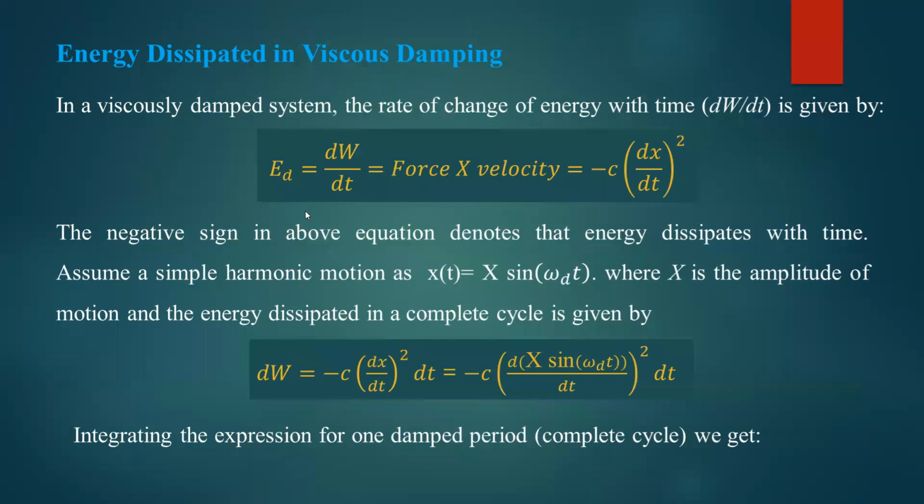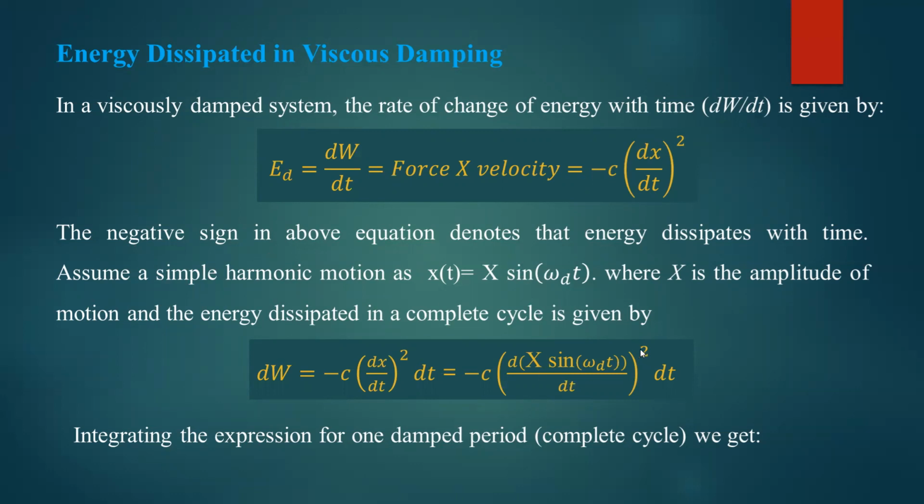For that, we need to know the amount of energy dissipated due to damping. As we know, energy is force times velocity, where force is just c times dx/dt, which means the energy is c x dot squared. This is the energy due to the damping, and it carries a negative sign, which indicates the energy dissipation.